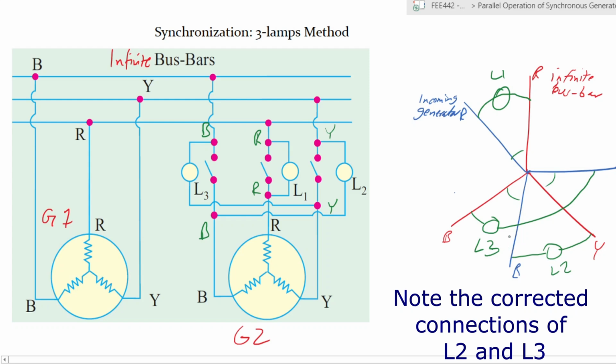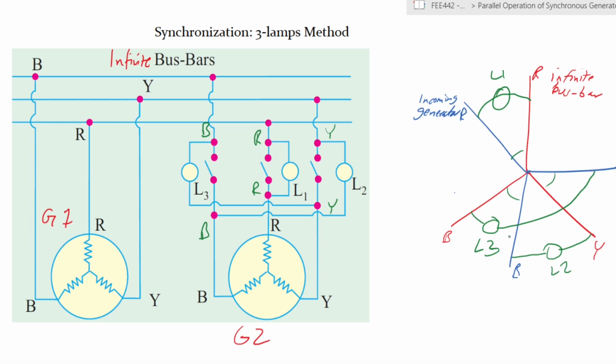Now, we said that the incoming generator is either slightly faster or slightly slower in terms of the phase angle than the infinite bus bar that it is going towards. Okay, so it will either be slightly faster or slightly slower. So it's tending to go backwards or to go forward, clockwise or anti-clockwise. In this case, let's just pick one. We are moving forward, right?